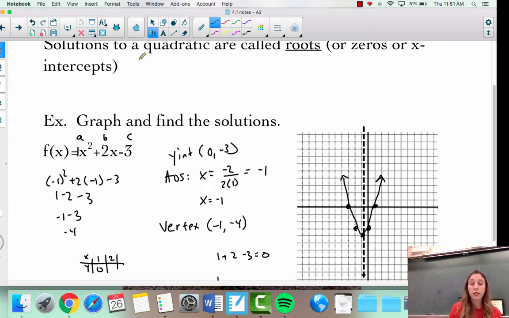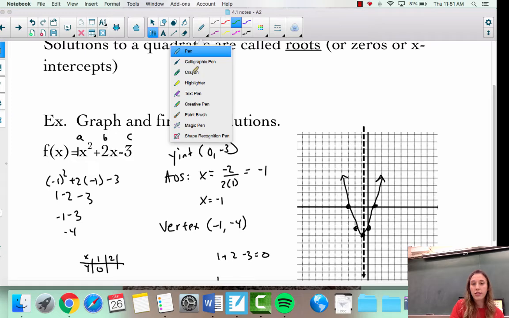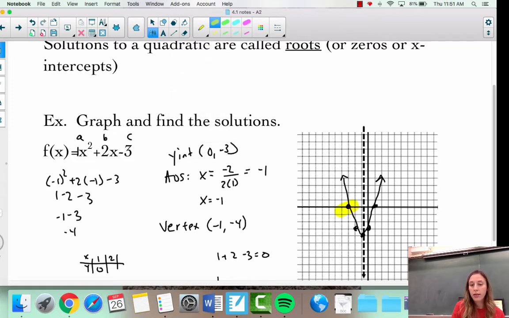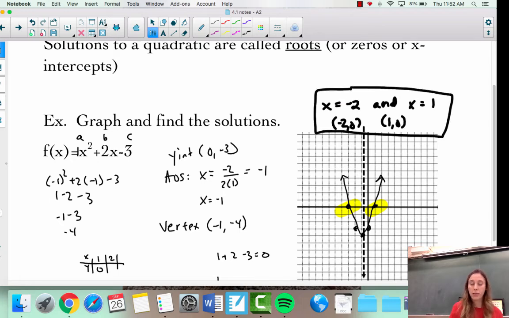Remember we just said that the solutions to a quadratic are called the roots, or where the x-intercepts are. So I've got to look at where my graph hits my x-axis, and the only places that it hits the x-axis are at the 2 points that I plotted here and here. So my solutions are at x equals -2 and at x equals +1. Or you could write them as ordered pairs: -2, 0 and +1, 0. So there are my two solutions, and I'd be done.